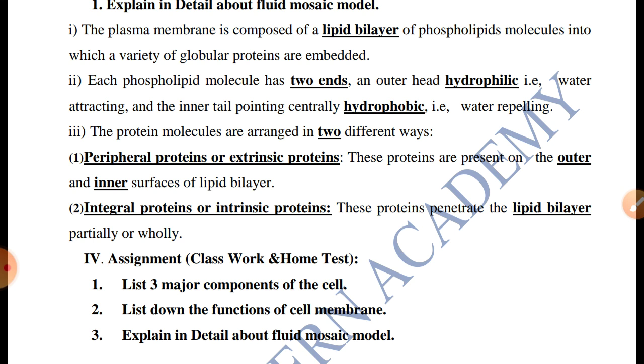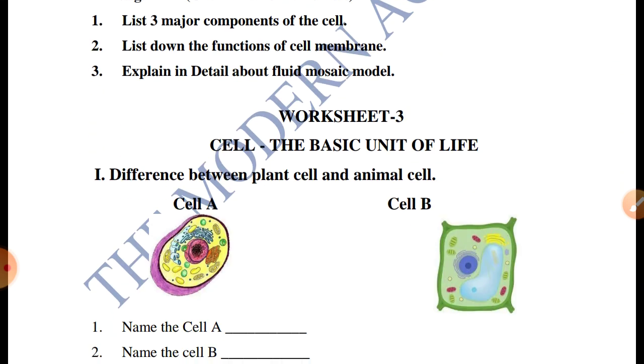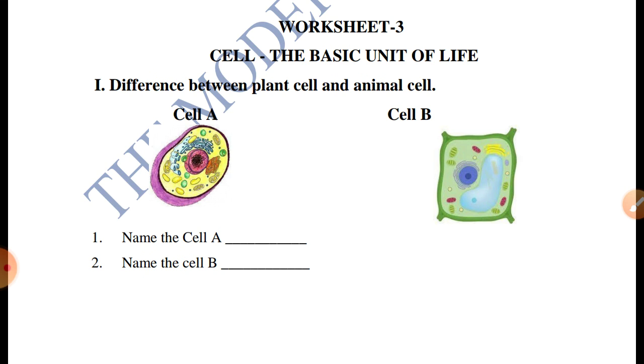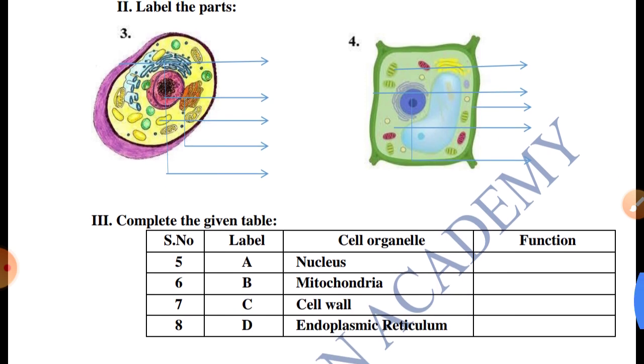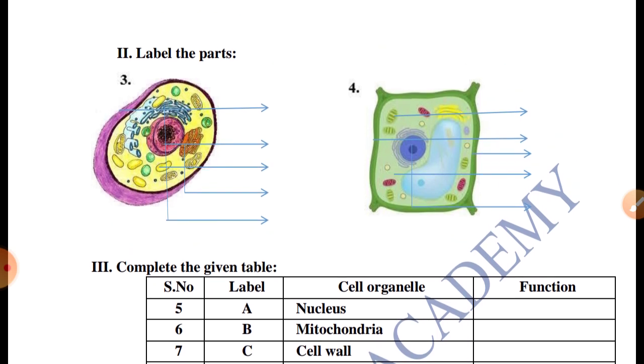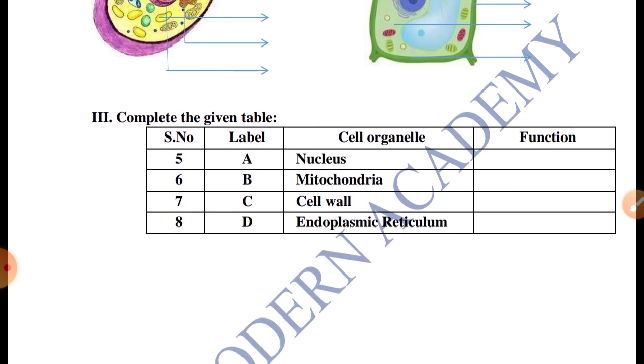Your handwriting also must be clear, and your handwriting is very important. Now, the worksheet is based on plant cell and animal cell. Observe the picture and mention plant cell or animal cell. What is the cell A? Name the cell A. Name the cell B. Label the parts. Here an arrow mark is given, so you have to write the part of the cell organelle. Here cell organelle is given, you have to write the function of the cell organelle. I hope you will complete this in a neat way.